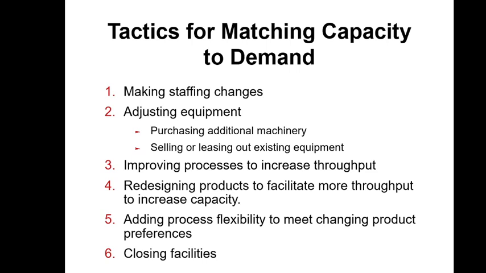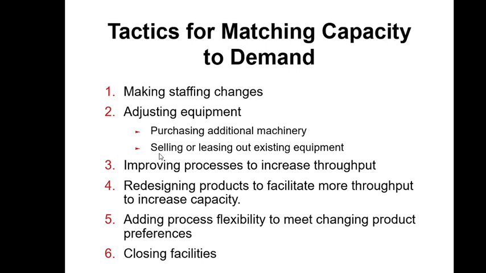Now, number two, adjusting equipment. You can also match capacity with demand by adjusting your equipment. How? Look at the first point here: purchasing additional machinery. Of course, you will do this one. You will buy new machines or new equipment if demand exceeds capacity. So you will buy more machines in order to increase your production.